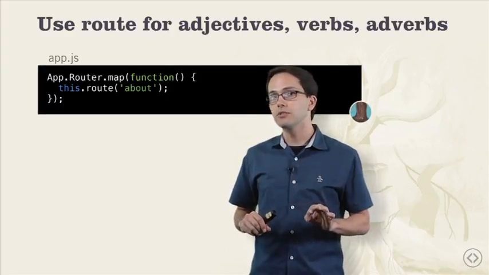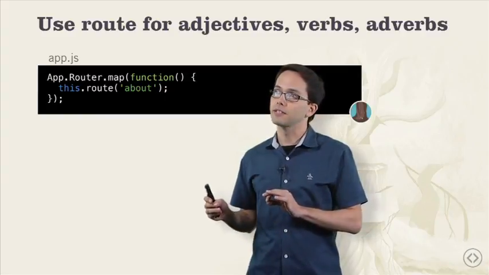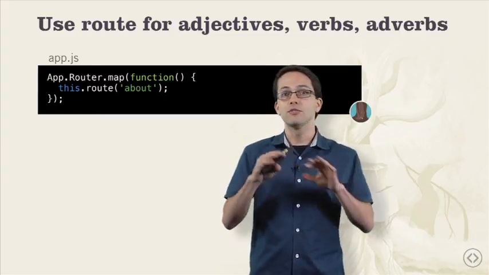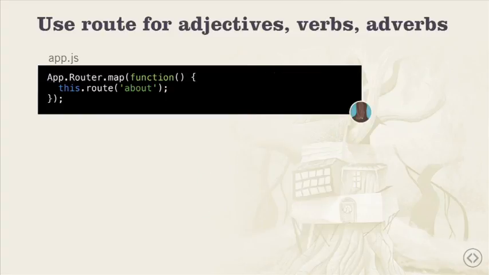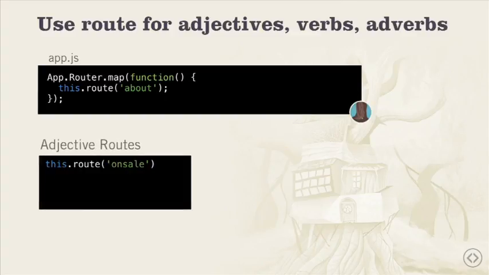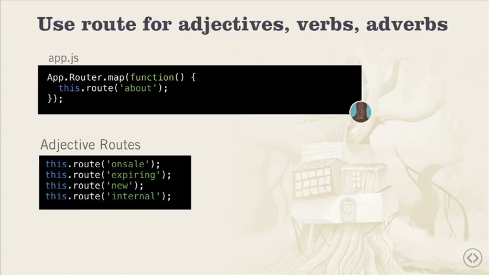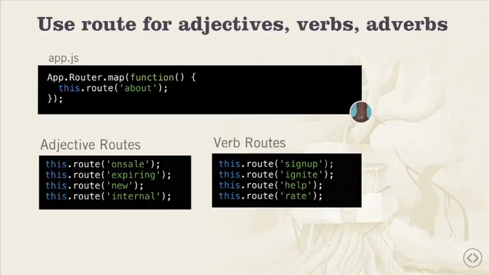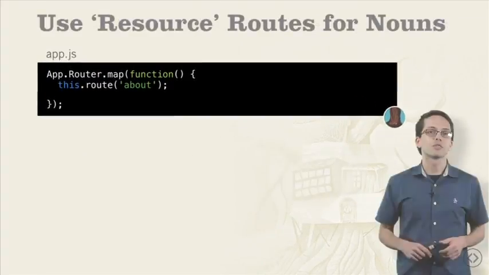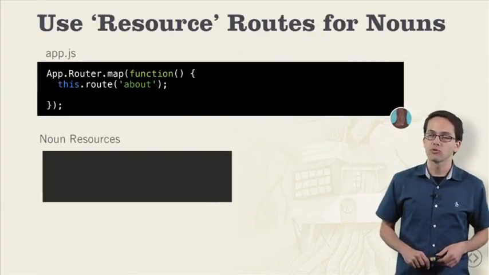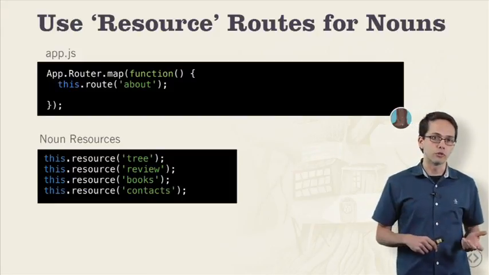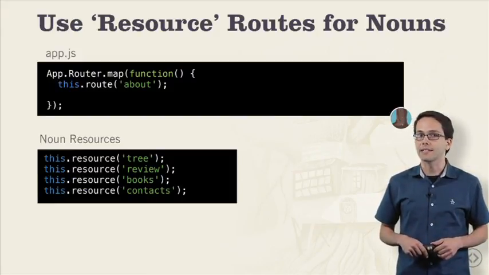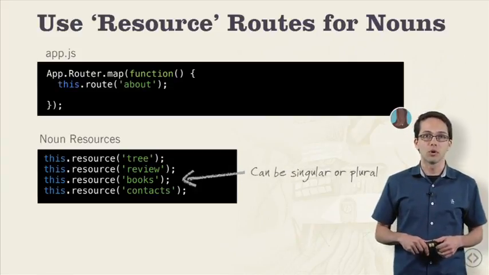But before we do that, we need to make sure we understand the difference between regular routes and these new routes called resource routes. See, regular routes are typically adjectives, verbs, or adverbs. So an adjective might be something like on sale, expiring, new, or internal. While a verb route might be something like sign up, ignite, help, or rate. Resource routes, on the other hand, are typically nouns. Things like tree, review, books, or contacts. Notice they can be singular or plural.